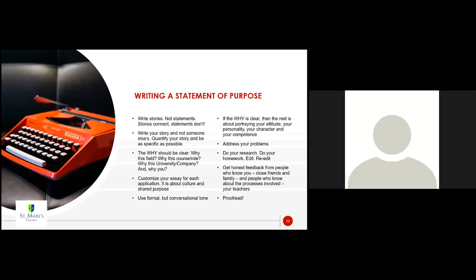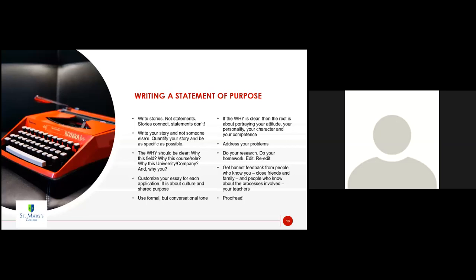Again, I suggest one thing: get honest feedback from people who know you, close friends and family. You write an SOP, show it to them, and ask them, does it read like it is about me? Or does it look like it is from someone else? This is very important, because if the person who knows you cannot connect with it, trust me, the person who is somewhere else will not connect with it at all. And it's very, very difficult.